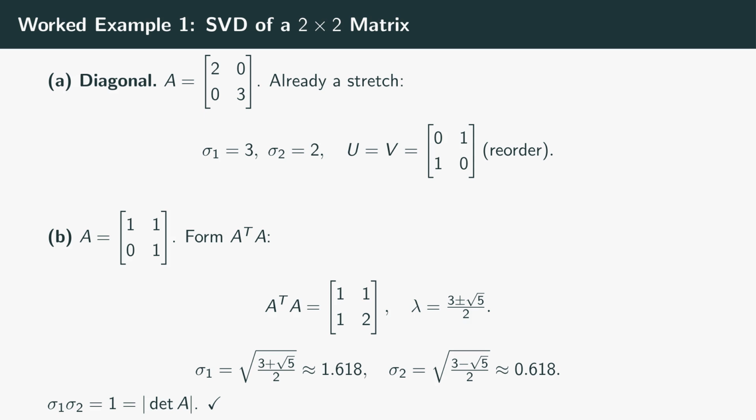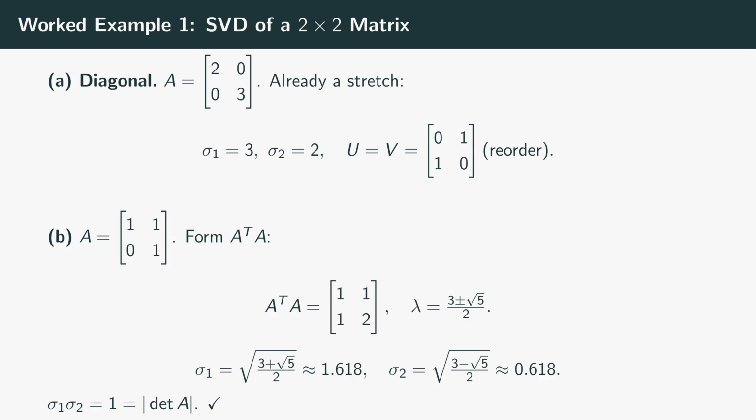Now, a genuinely non-symmetric matrix, 1s on the diagonal, a 1 in the top right, a 0 in the bottom left, a shear. Form A transpose A, and you get a symmetric matrix with 1, 1 in the top row and 1, 2 in the bottom row. Its eigenvalues are (3 plus or minus the square root of 5) all over 2. The singular values are the square roots of those, about 1.618 and about 0.618.